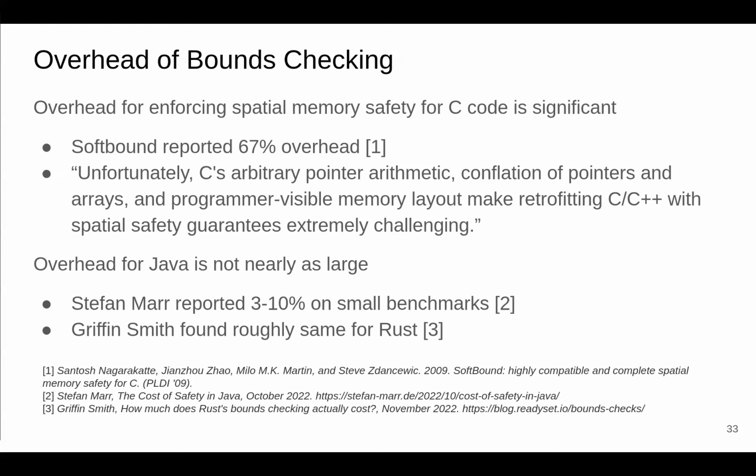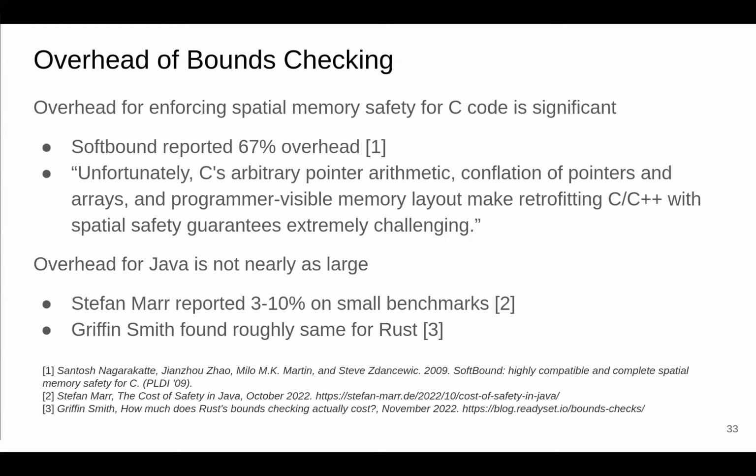For Java, because the code is assumed to be memory safe, the overhead is only 3 to 10%, a couple of percent. It's roughly the same for Rust, depending on how you write it. We are paying about 3% performance overhead for protection against spatial memory safety violations. That's a very, very low overhead to pay, and I think 3% is a number that people would be very much willing to pay. 70% goes beyond that.